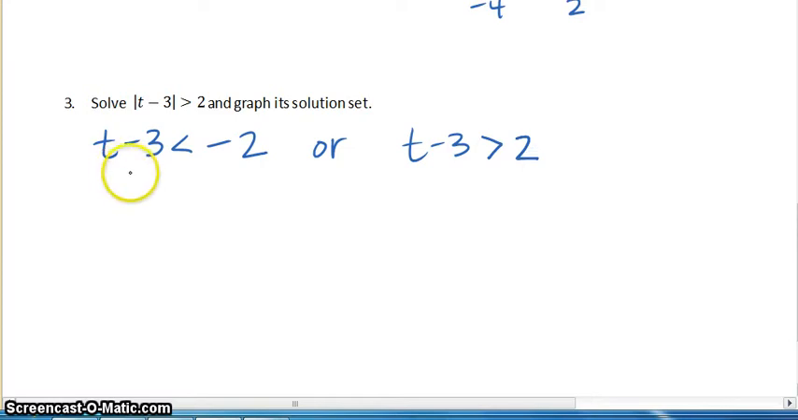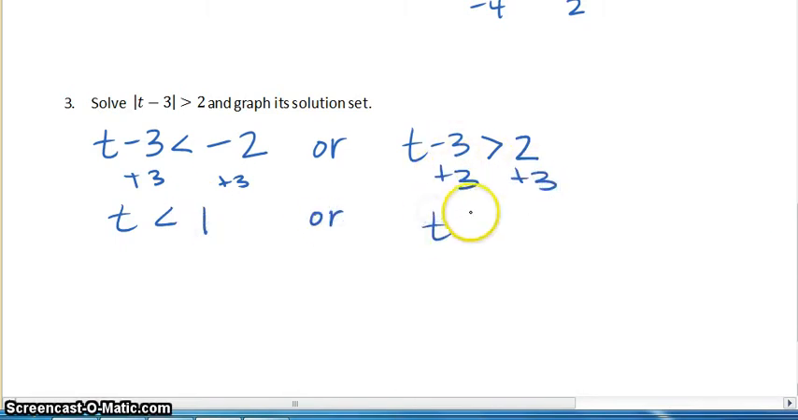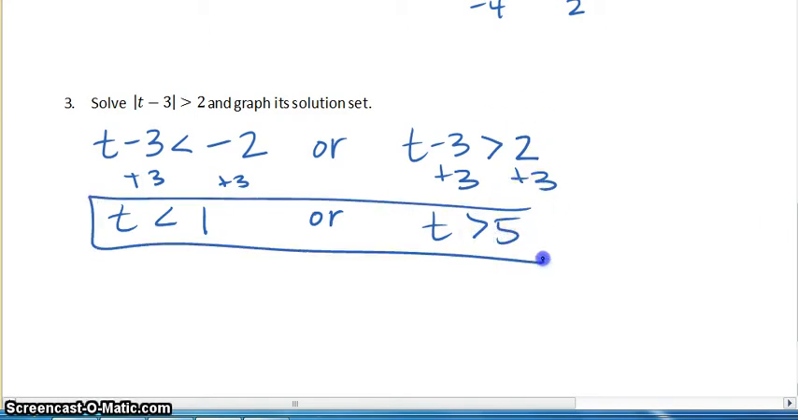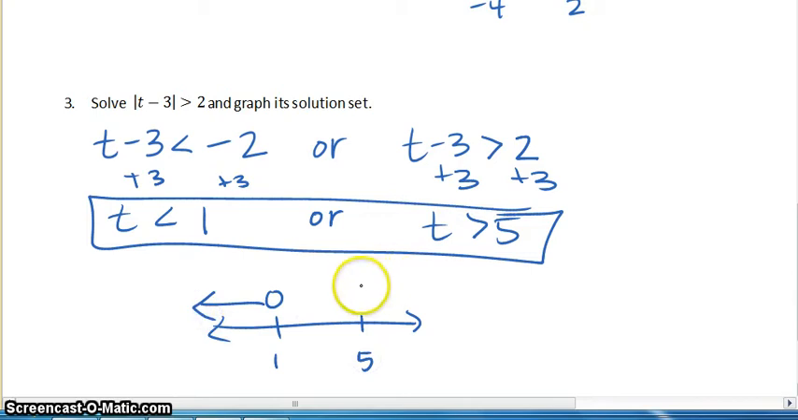So now I can solve it. So I add 3 on both sides. So I get t is less than 1, or add 3, t is greater than 5. I can graph it, which gives me 1, 5, open circle to the left, open circle to the right.